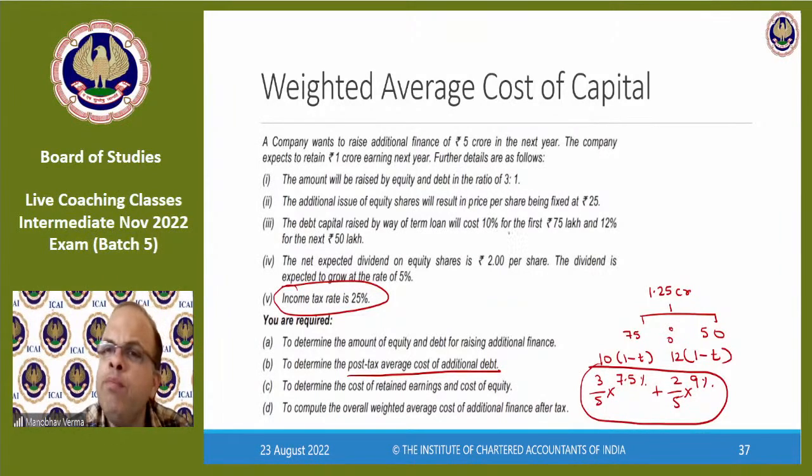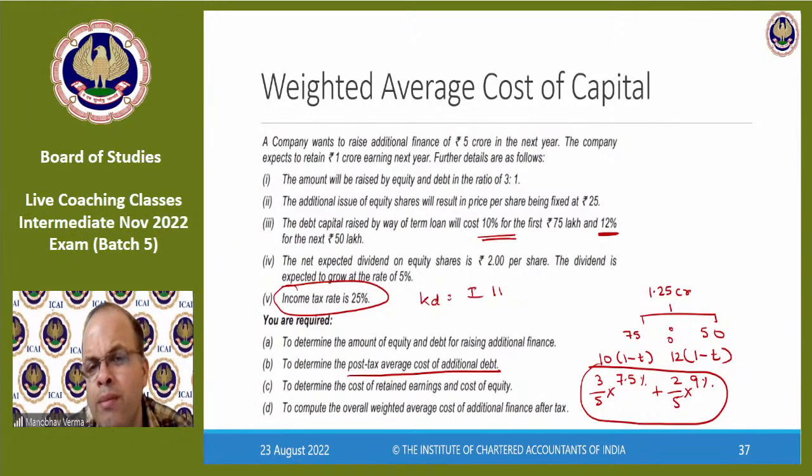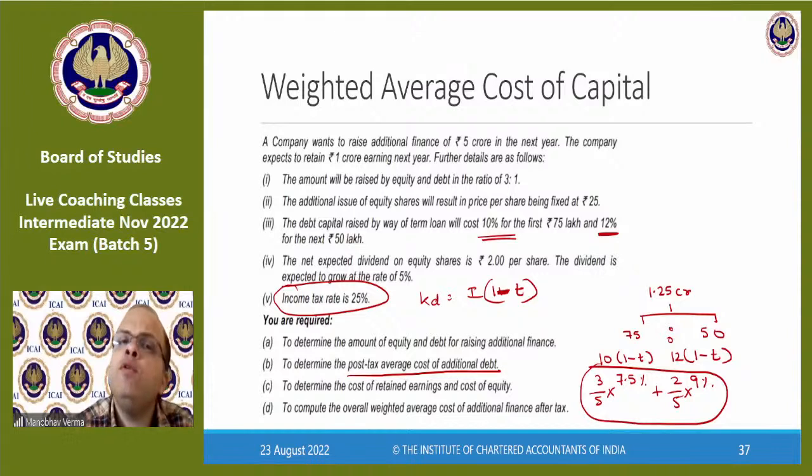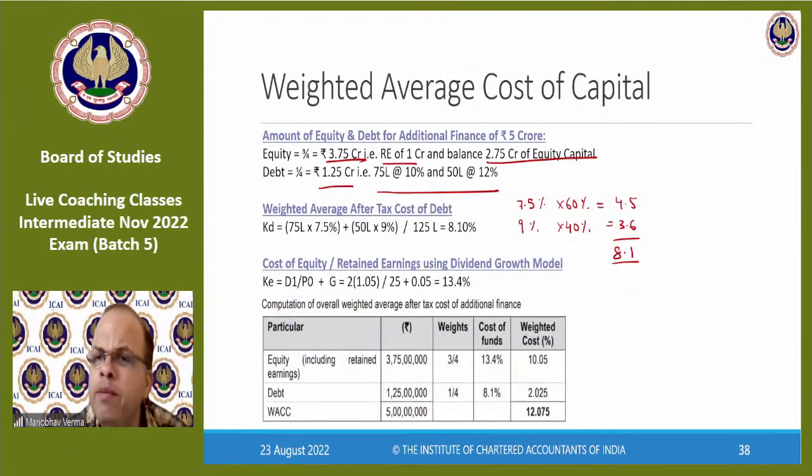We have given in point number 3 the cost of debt, right? 10% and 12%, but those are pre-tax. We are calculating after tax. Guys, don't forget my cost of debt is I into 1 minus T, please. Aditi, I hope you don't forget that. 1 minus T. That 7.5 was arrived as 10 into 1 minus 0.25. Right? 25% is my tax rate. Okay, so everyone with me till 8.1%.